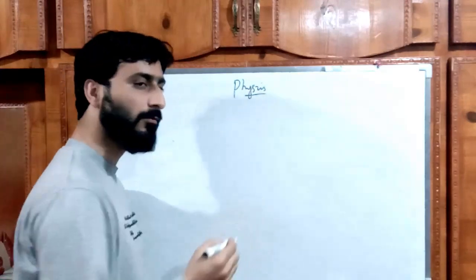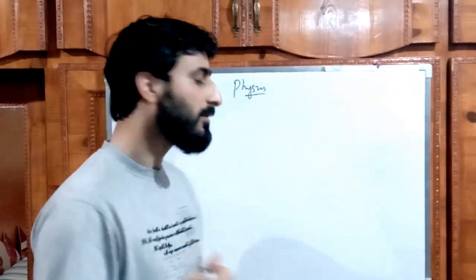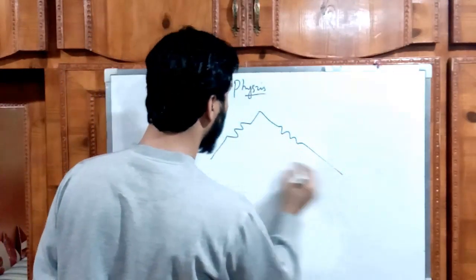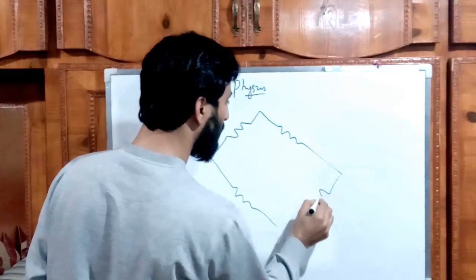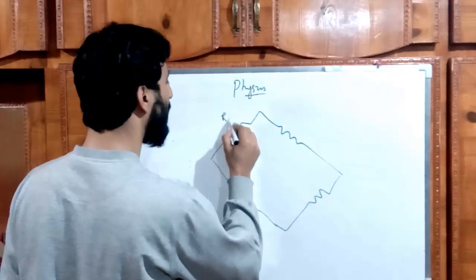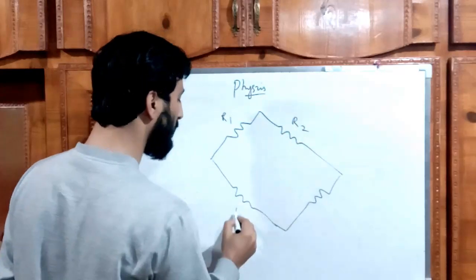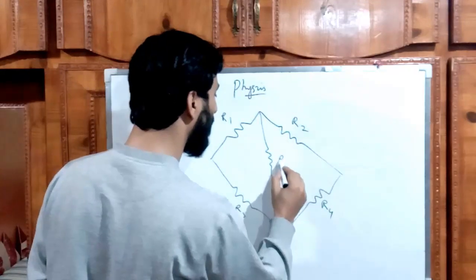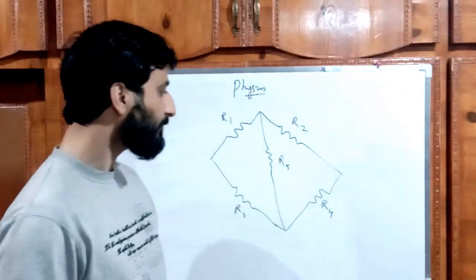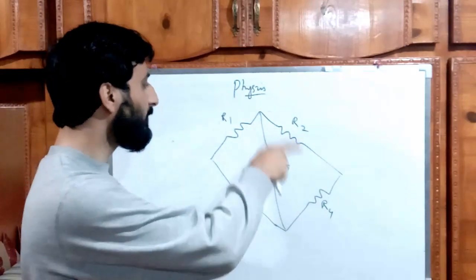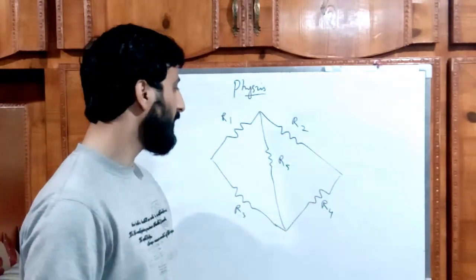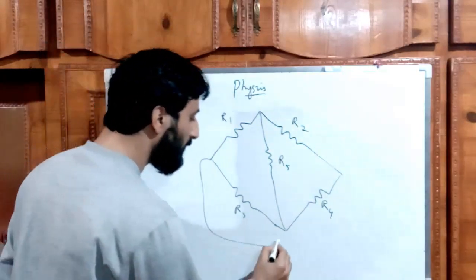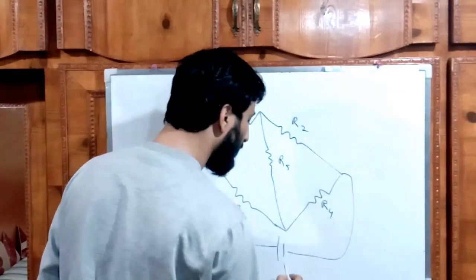For example, if we have 5 resistances and they are arranged in this way. So we have R1, R2, R3, R4, and there is one more resistor, R5. This kind of pattern of resistances is known as Wheatstone bridge. Let's connect it to a power supply, V volts.